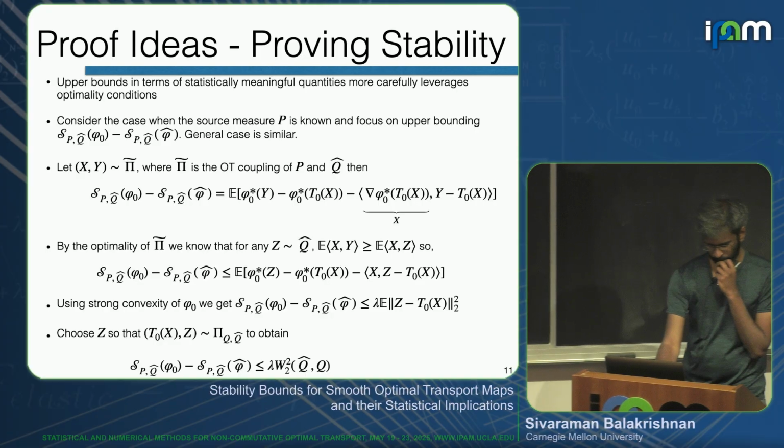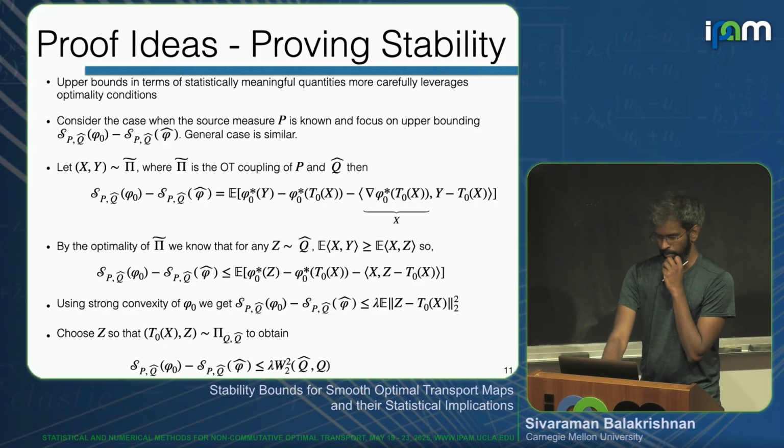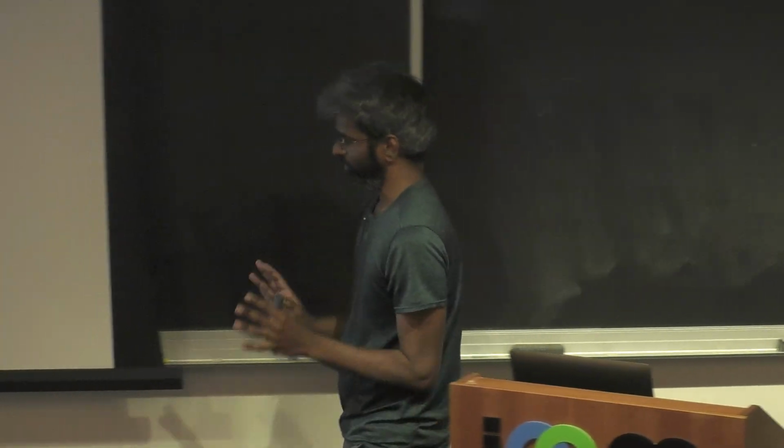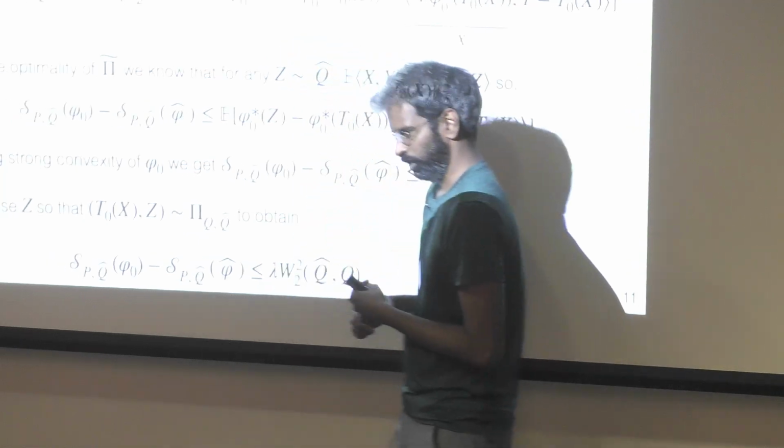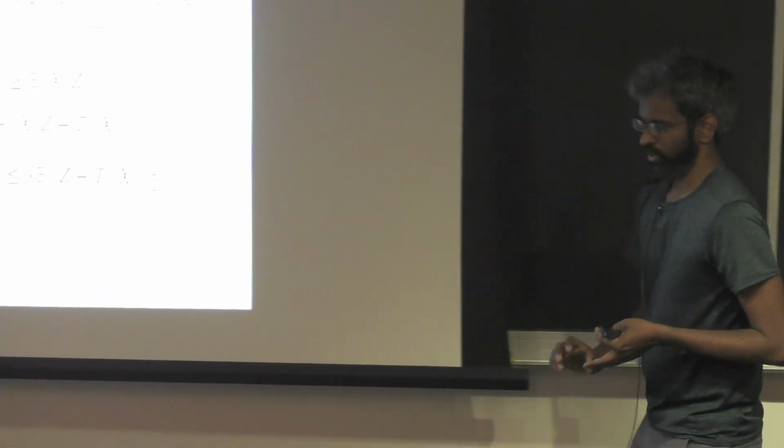Okay, is everyone good so far? Maybe let me return to the high-level takeaway. The high-level takeaway is just that if phi 0 is nice, smooth and strongly convex, then the OT problem is stable. It's stable to perturbations in the Wasserstein sense. Okay, so now let's talk about what the useful statistical implications of this fact are.